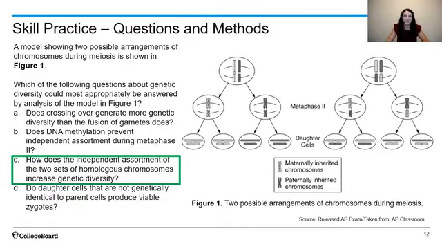Some of the other questions mention processes that aren't shown in the figure. For example, choice A says crossing over, B says DNA methylation, and D talks about zygotes, which are produced during fertilization. So those three could not be answered by this figure.